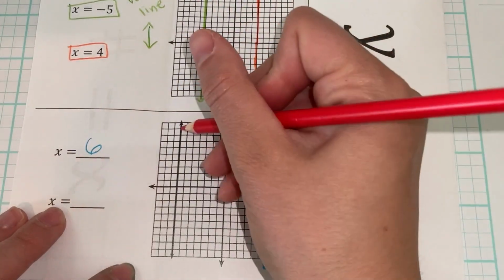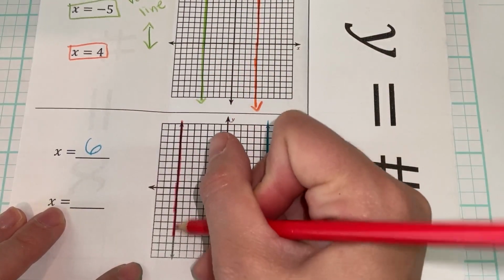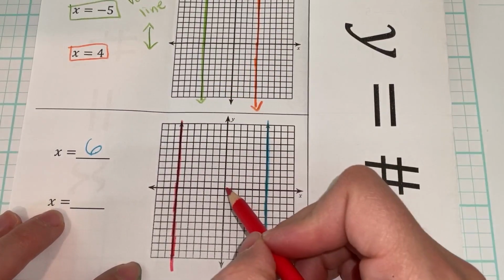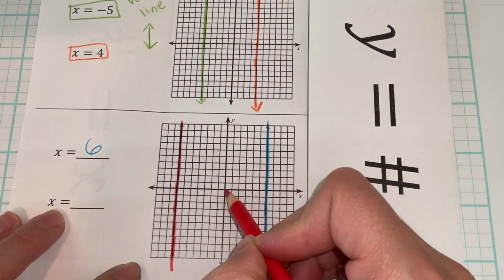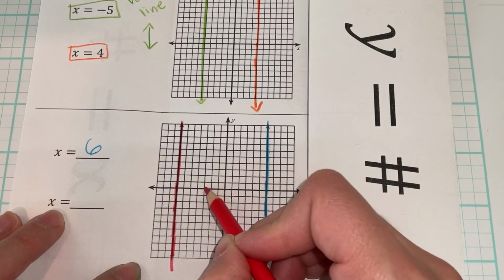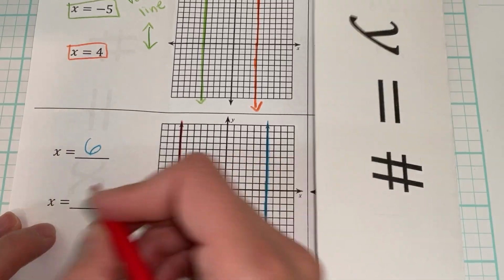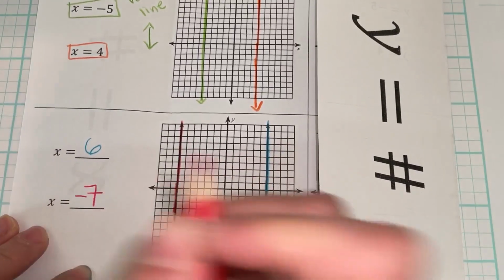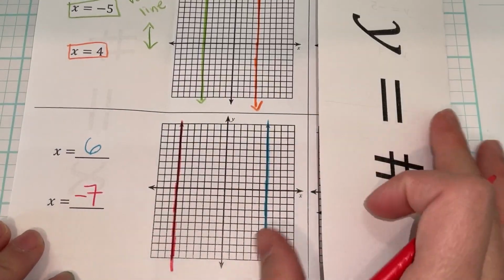In the next one here, I'm going to make this one red. Okay, and I'm going to just count where that is on the x-axis. So go backwards, 1, 2, 3, 4, 5, 6, 7. So that's going to be x equals -7, and that's it.